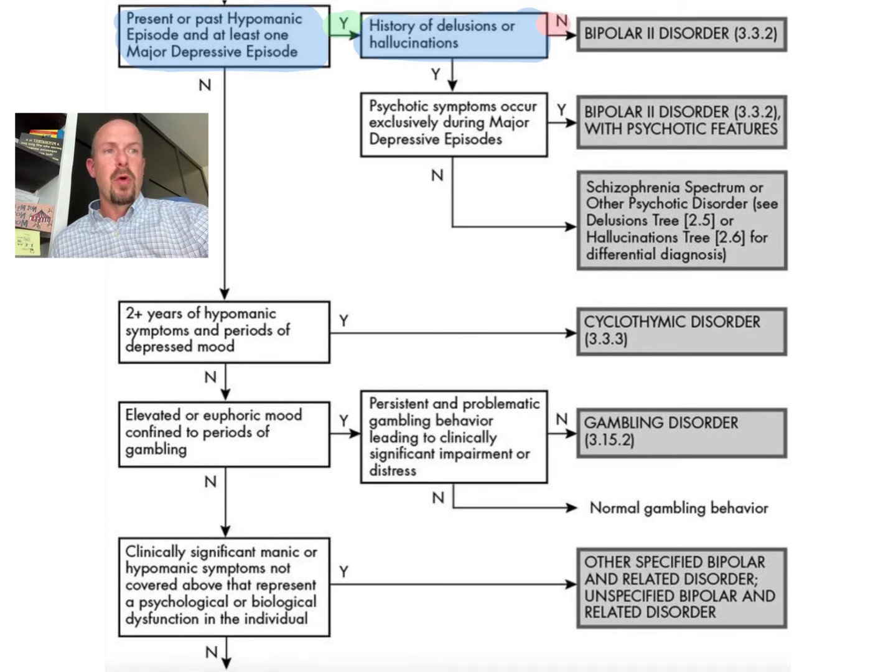If the answer is no, then we're moving towards a diagnosis of bipolar 2. There's been no evidence of delusions, hallucinations. They had or currently have a hypomanic episode, and if we remember, they have to have at least one depressive episode to accompany the hypomanic episode. So in that case, it would be a bipolar 2 disorder.